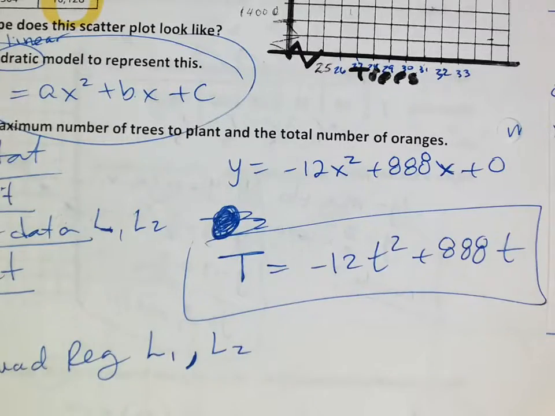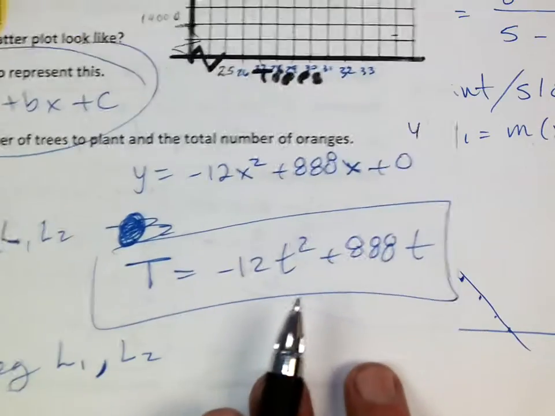And why would I use big T and little t? Probably has nothing to do with X and Y, does it? Nope. It has to do with trees and total produce, right? Total oranges, okay? Now, almost done. Find the maximum number of trees to plant and the total number of oranges, okay? The maximum. There actually won't be a maximum because it's not... Oh, it is negative. There will be a maximum.